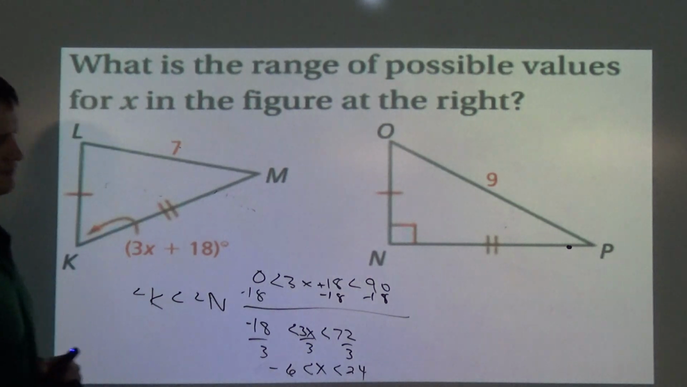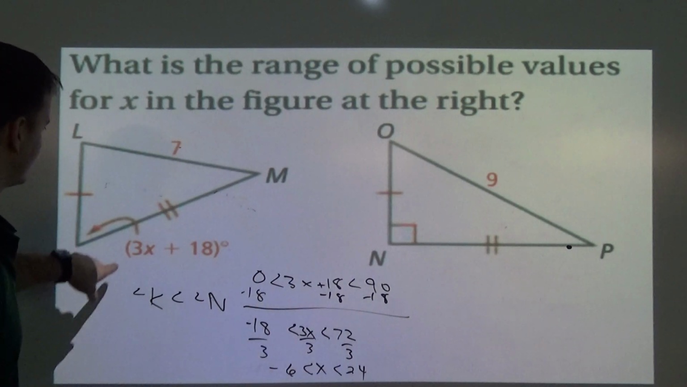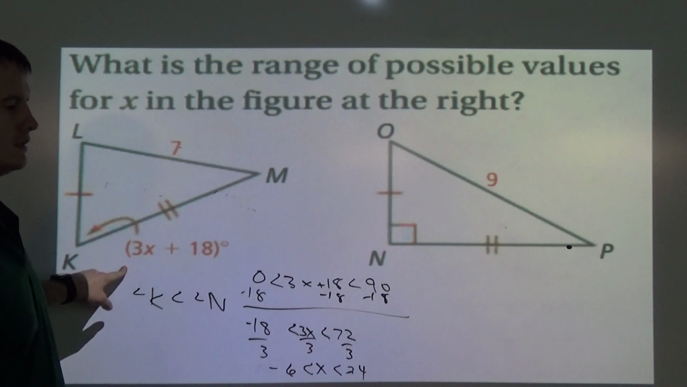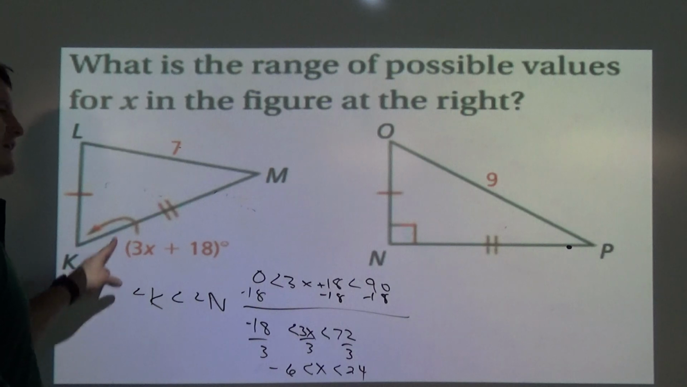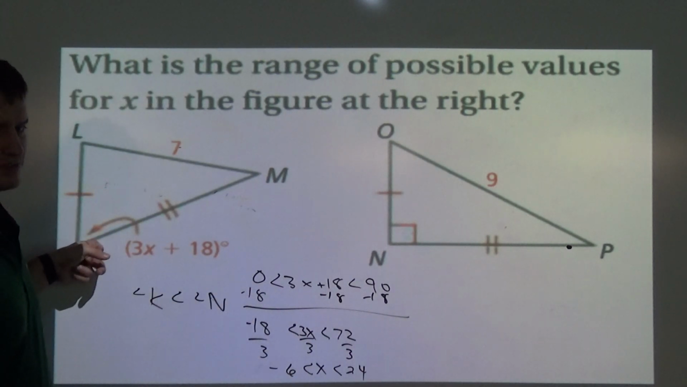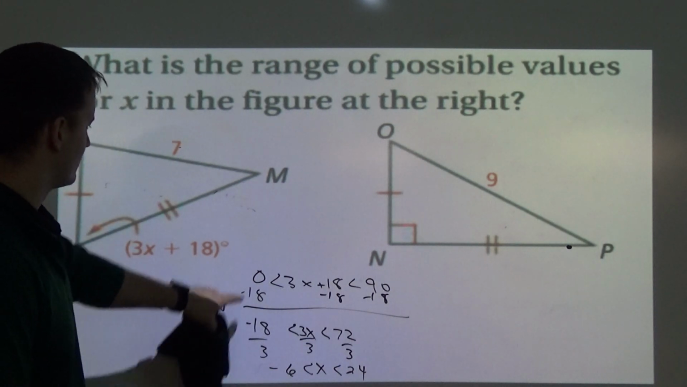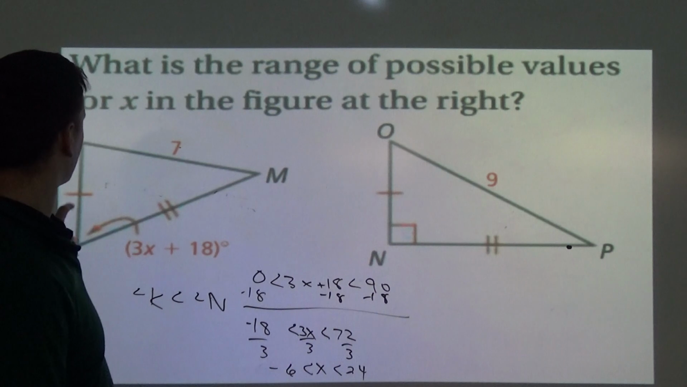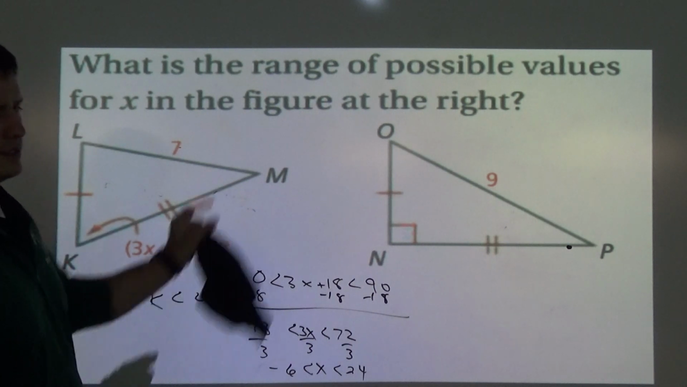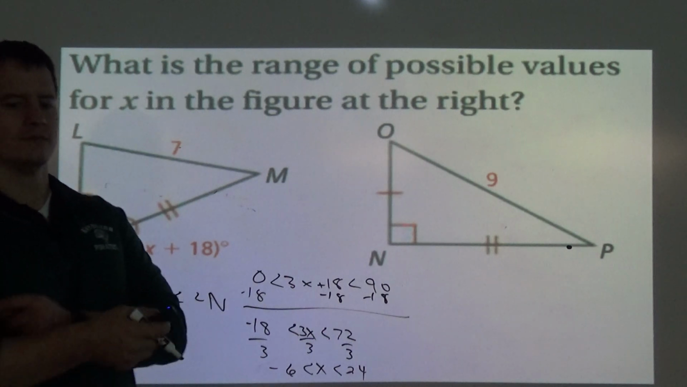Can x be negative 6? I can't have negative angles, Mr. Shell. Well, as long as x is bigger than negative 6, this angle won't equal that. So that's why x is allowed to be negative 6. The angle is not allowed to be negative, you guys, but x can be. That's what the 0 here is saying. The whole total value of that angle is greater than 0. And that's the end, guys.